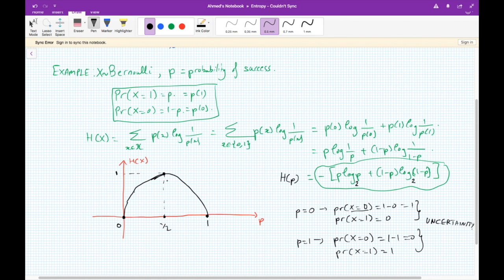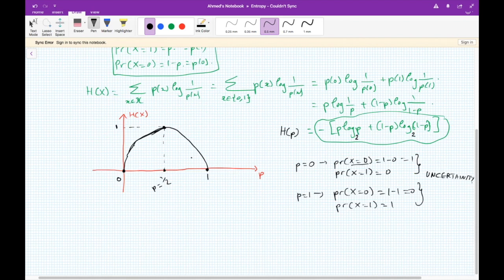On the other hand, when H of X is maximum, meaning it's maximum given a certain PMF, given a certain random variable, this means that you have maximum uncertainty. You have maximum chaos. You don't know how the system is going to behave. This is the most uncertain way the random variable can behave. And in our case, it's when p is equal to half for a Bernoulli random variable. So again, when p is half, we are most uncertain. We don't know which outcome is more likely to happen.